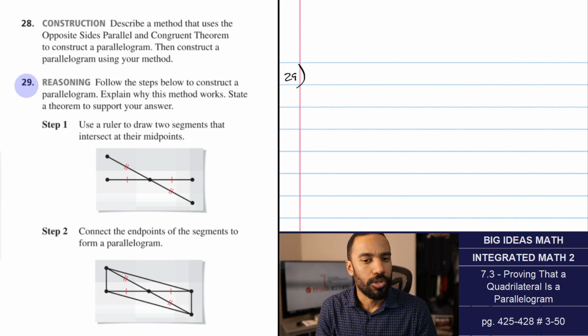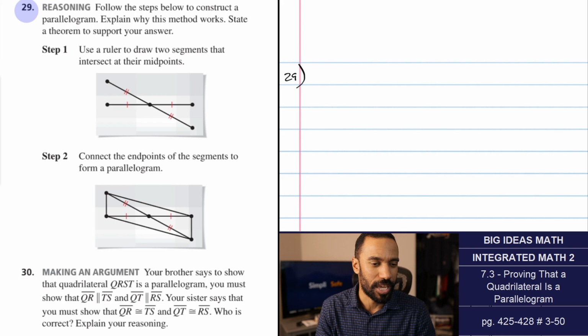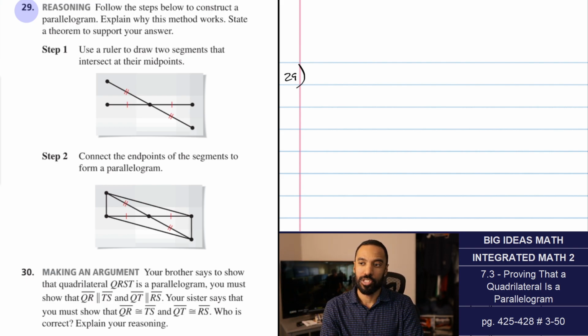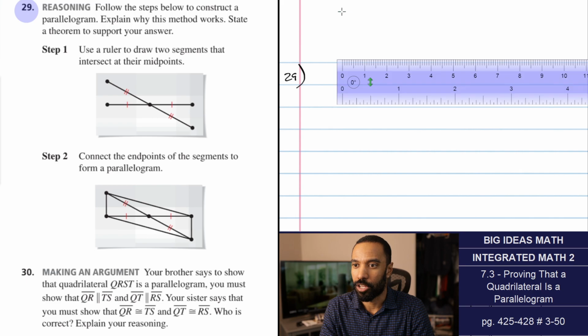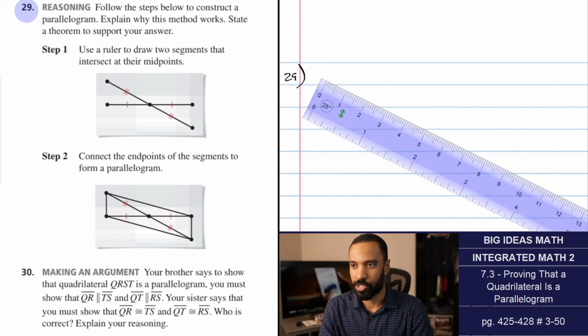All right, use a ruler. Follow the steps. Use a ruler to draw two segments that intersect at their midpoints. Connect the same. Well, this isn't a true construction, as in it's not compass construction, but it's the thing. So follow it. Okay, I'm going to get a ruler. I don't know how to rotate. There we go.